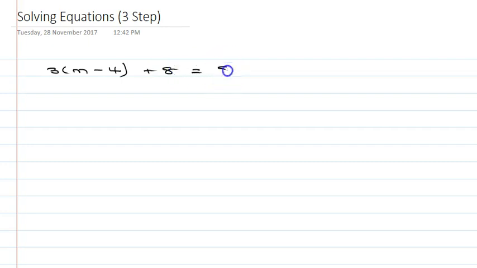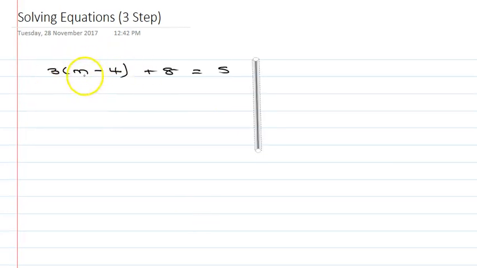So here's my first example, and again, if you've watched my other videos, you'll know that I put all my working down the right-hand side. So the first thing I'm going to do, I'm solving to find m, so I'm going to subtract the 8 from both sides to begin with. Doing that leaves me with 3m minus 4 equals 5 minus 8, which is negative 3.